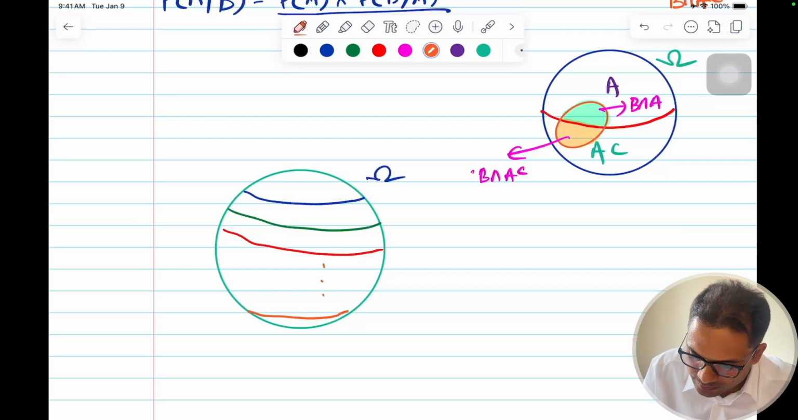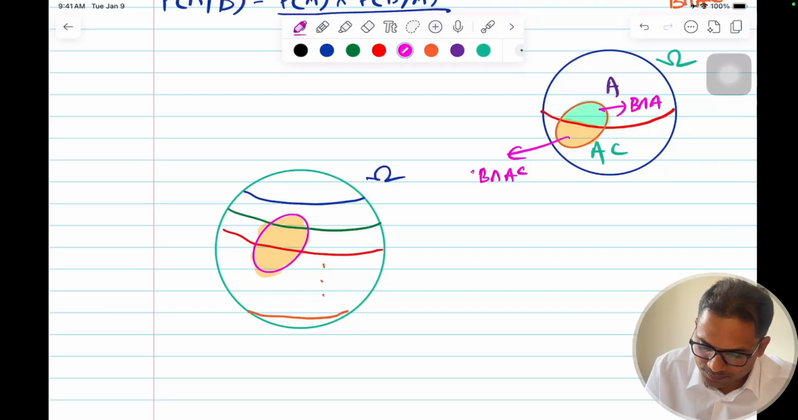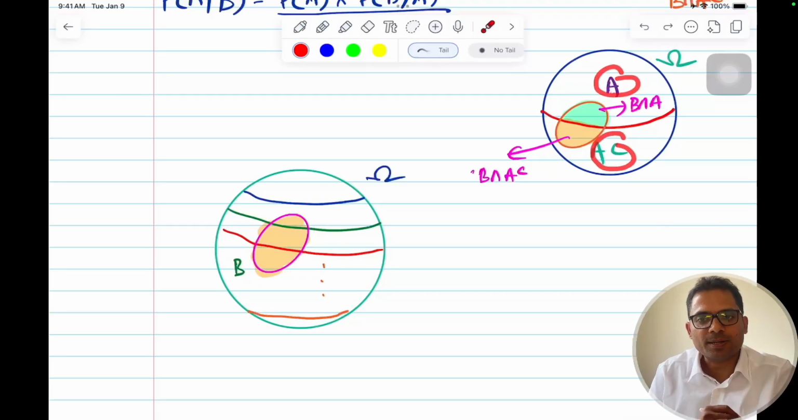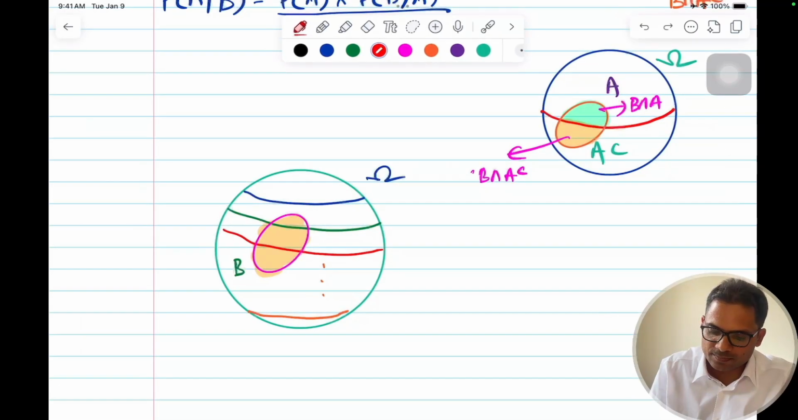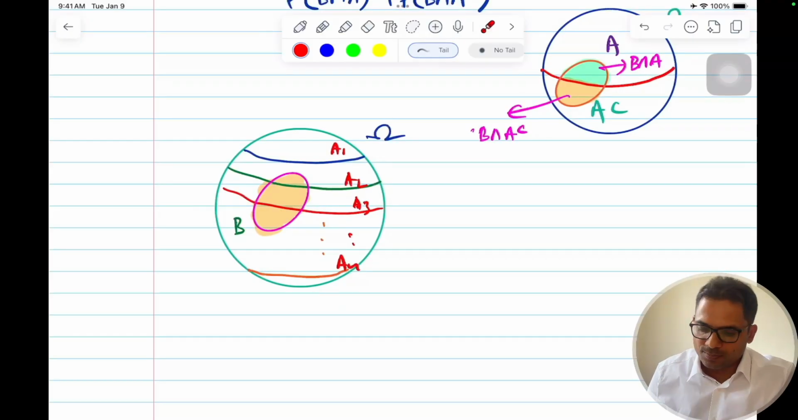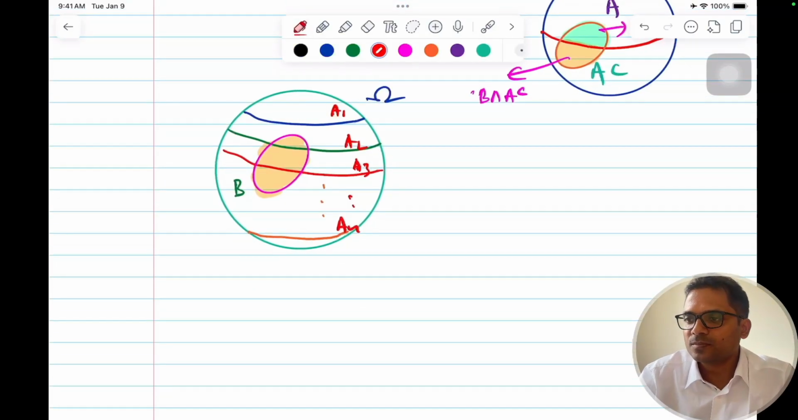And somewhere in the middle there is our B. Now instead of dividing the sample space into two parts, A and A complement, I'm dividing it into n such parts. Let me name them: this is A1, A2, A3, and this is AN. So the sample space is divided into n parts. Now if you want to calculate the total probability of B, how shall we do that?